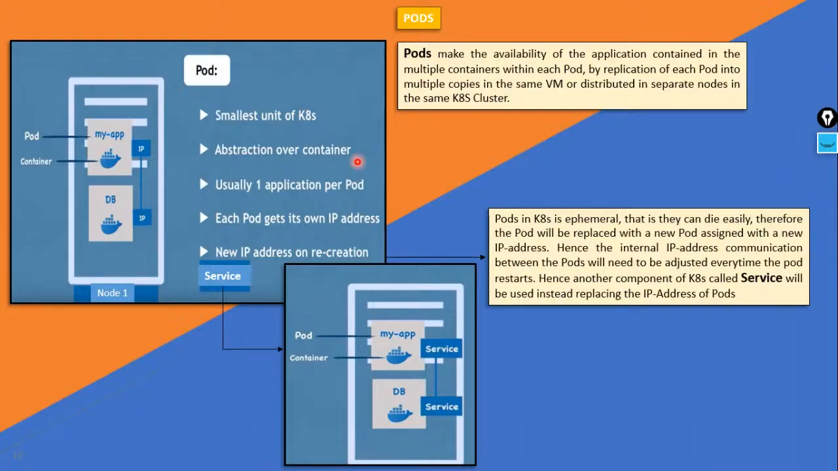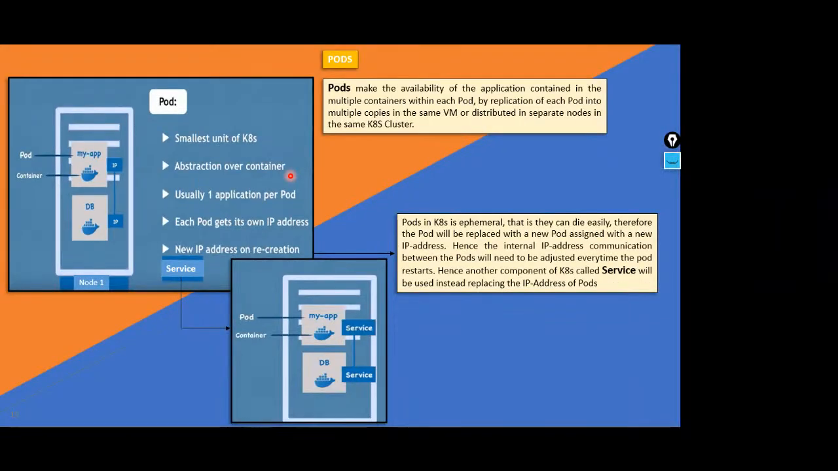Abstraction is an object-oriented programming concept. That means you put an abstraction layer on top of the container, as if the container is embedded. The container is sort of secured or embedded within the pod. And the pod will be the layer which will communicate with the container through some mechanism that we are going to discuss.